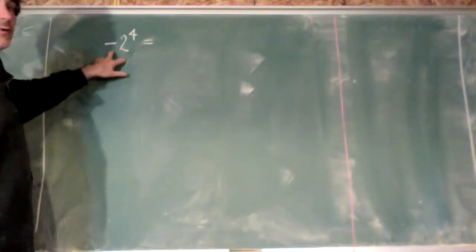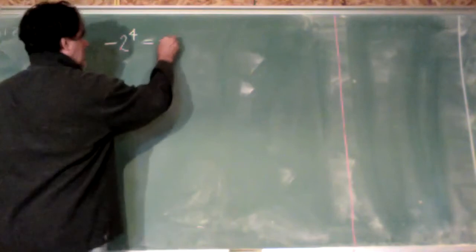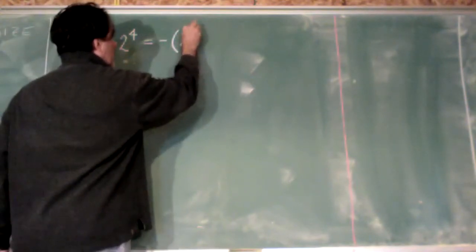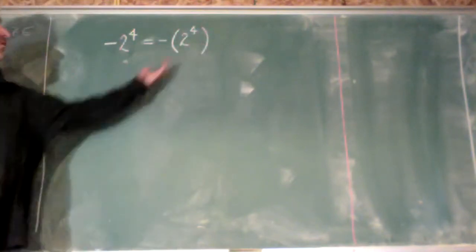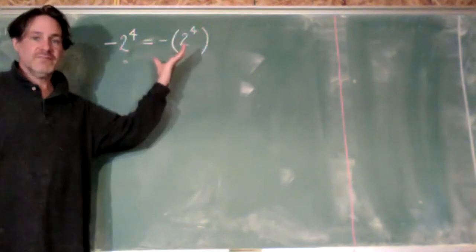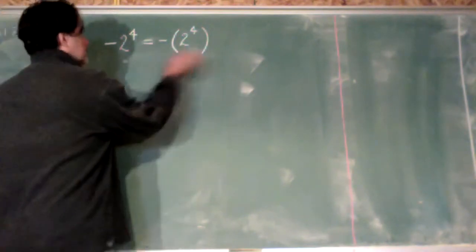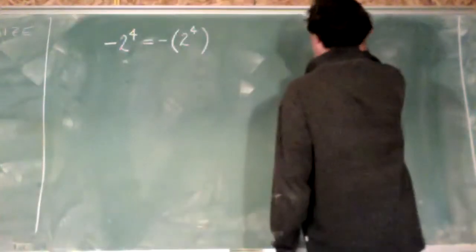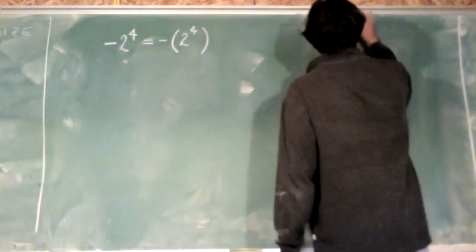So effectively, what we have written here, we could write equivalently as the negative of, put a paren, 2 to the 4th power, close paren. The negative is outside the scope of our exponential expression. 2 to the 4th, let's remember our rule. Fundamental definition.